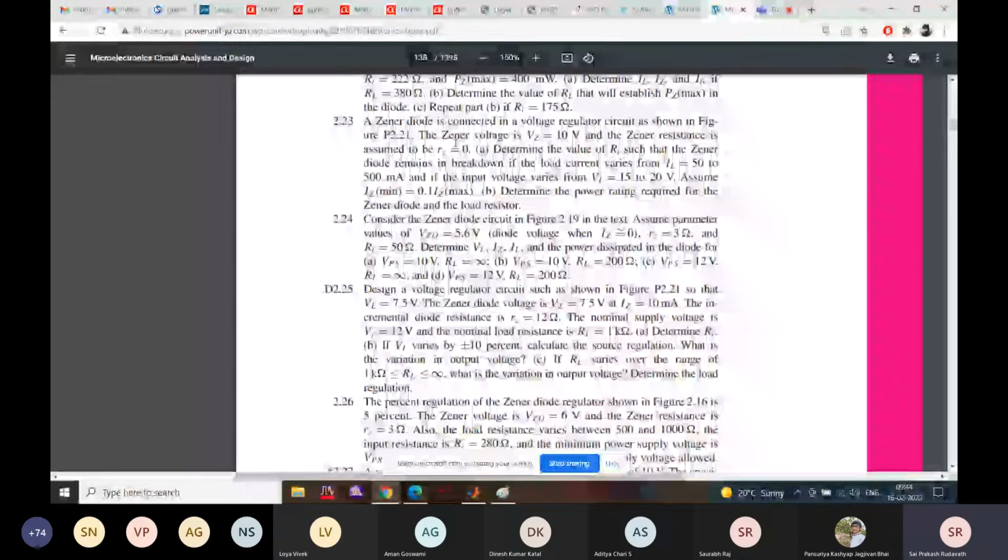How to find the varying current? If it is in breakdown, the voltage across the load is equal to Vz, right? So we put the value of IL and then find the maximum value of RL. Find the maximum current there, Zener.